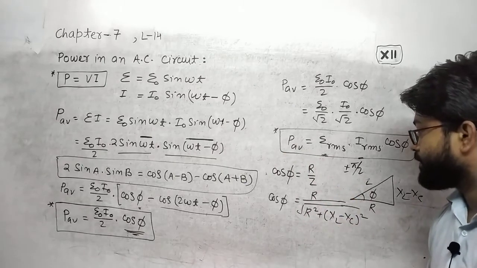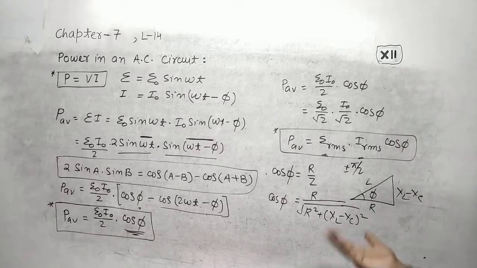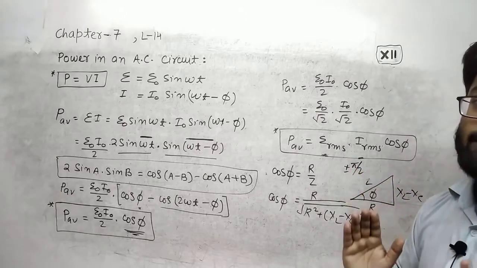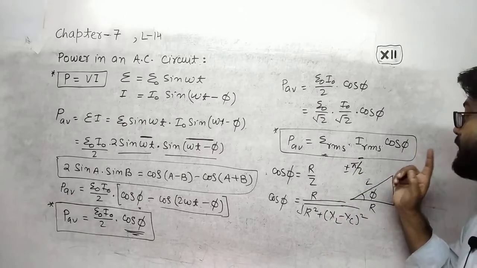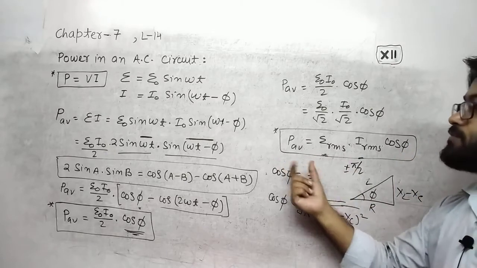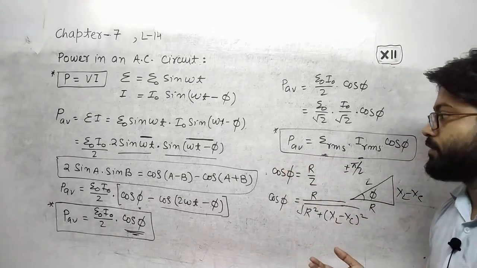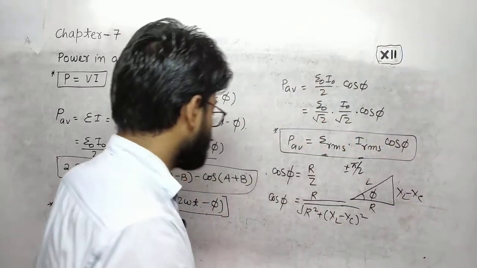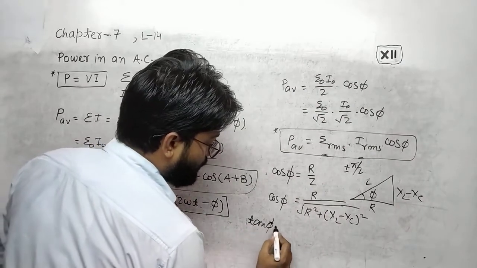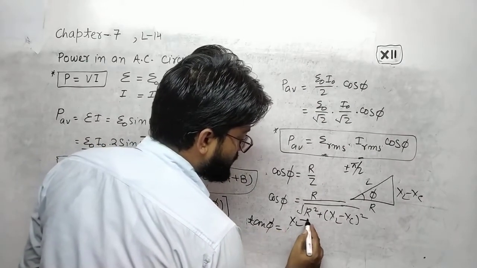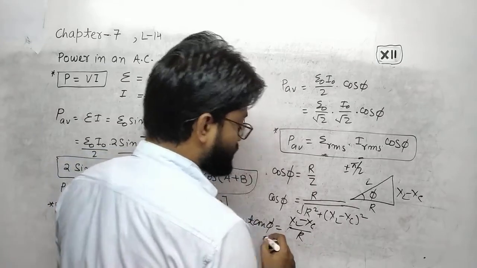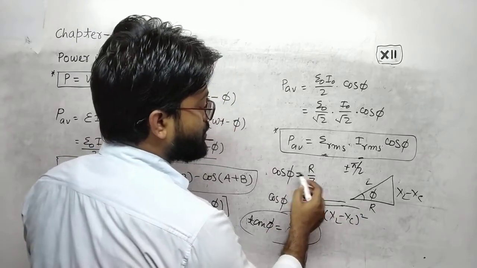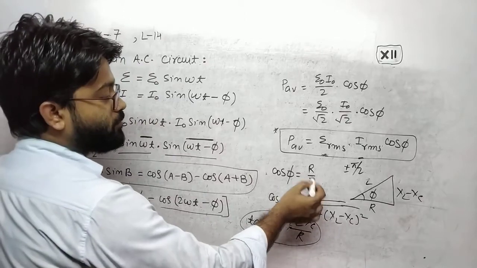Hope you are getting it. If the circuit is not purely resistive, capacitive or inductive, then it may have some initial phase, and on the basis of the initial phase the average power will be different. How will we calculate the initial phase? Tan phi is equal to (XL minus XC) upon R. Phi is equal to tan inverse of (XL minus XC) upon R. Or you can calculate cos phi equals R by Z. Simply calculate Z and put the value, and you will get the answer.